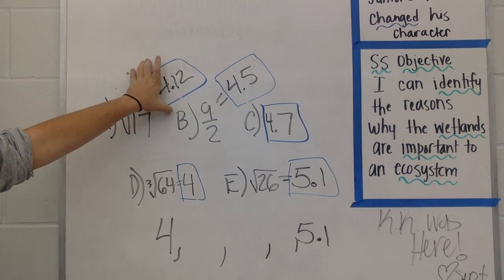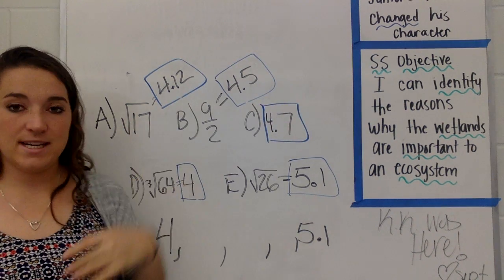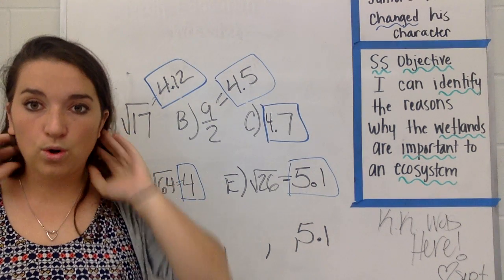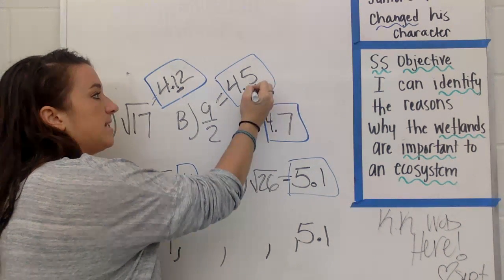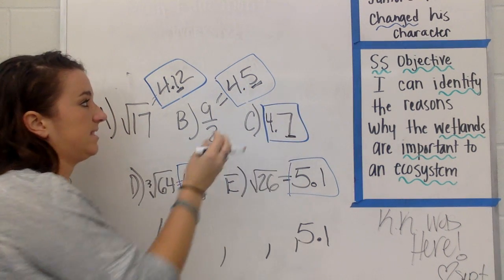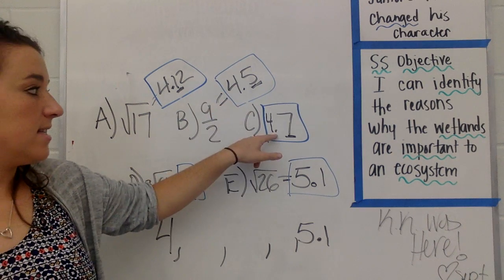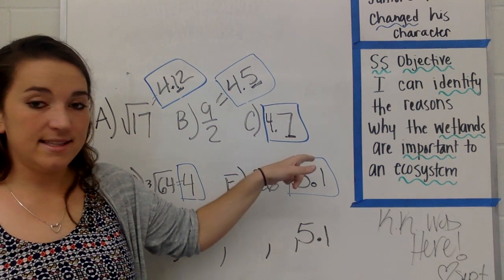4 and 12/100ths, 4 and 5/10ths, and 4 and 7/10ths. The way that you order numbers is that you look to the biggest place value first. So our biggest place value is the tens place. They all have the same ones place, so now we want to look at our tens.